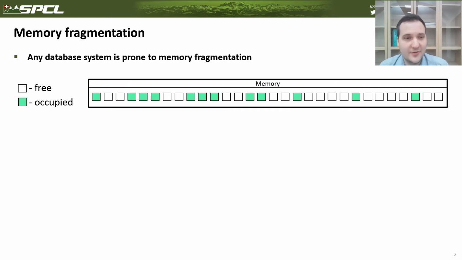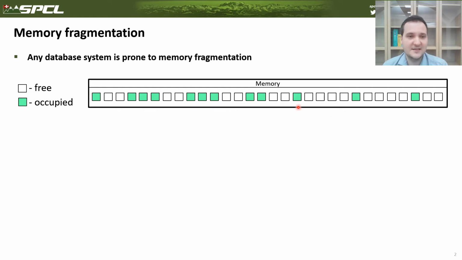First of all, I'd like to talk about memory fragmentation. Memory fragmentation is an old problem and any database system is prone to it. To explain the problem, I'd like to show you this abstract example. Let's imagine we have the following memory layout where we have some squares occupied and some free. And as you can see, the memory layout is quite sparse.